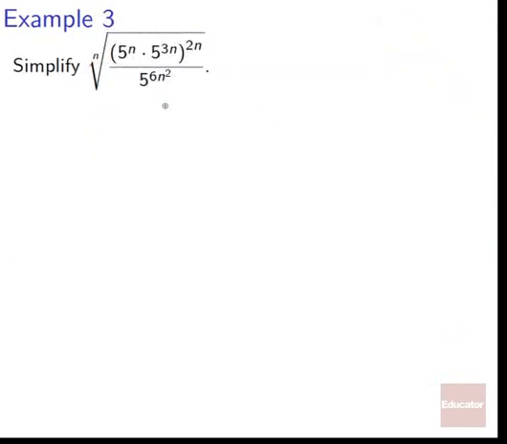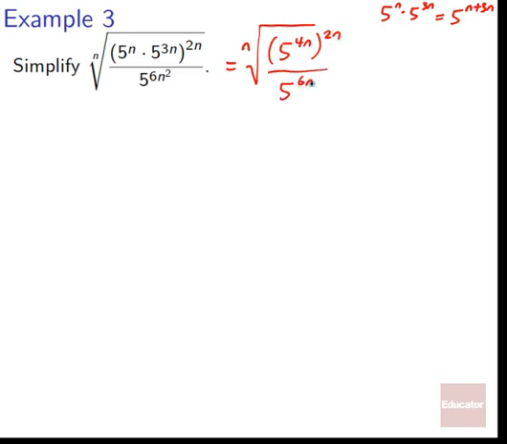Third example, simplify the nth root of 5 to the n times 5 to the 3n, all raised to the 2n, divided by 5 to the 6n squared. All right, so this is a great one to show 2 different ways to approach this. Let's leave that nth root intact in our first run. So nth root, 5 to the n times 5 to the 3n, because they're multiplying, we'll go through addition, 5 to the n plus 3n. So we've got 5 to the 4n, all raised to the 2n, over still 5 to the 6n squared.